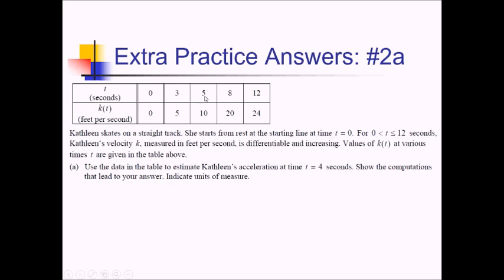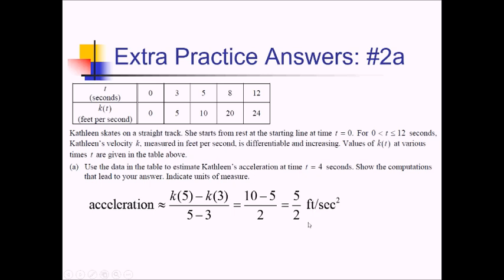That's going to be k of 5 minus k of 3 all over 5 minus 3. And I'm going to say that acceleration is approximately equal to this because I'm acknowledging that this is not going to give me the exact acceleration necessarily. So that's going to be k of 5, which is 10, minus k of 3, which is 5, all over 5 minus 3, which is 2. So we have 5 over 2. And since we have feet per second divided by seconds, that's going to be feet per second squared, so positive 5 halves feet per second squared.